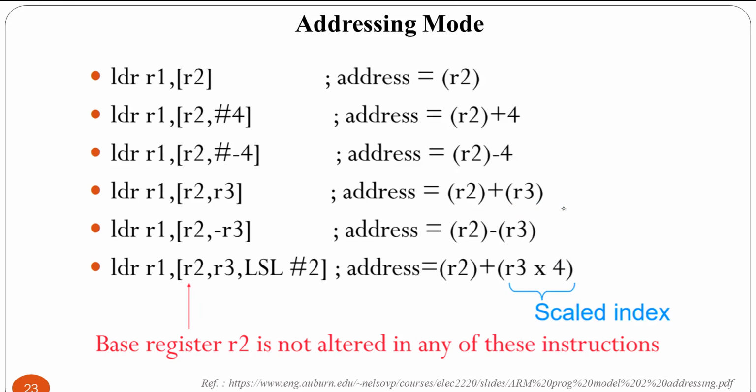Now again, a few more examples I am taking, which we have studied in the previous slide, so the same explanation I have mentioned. The address in this case is nothing but R2, in this case R2 plus 4, in this case R2 minus 4, in this case R2 plus R3, R2 minus R3, and scale is R3 multiplied by 4, which is nothing but this logical shift left plus R2, and then data corresponding to this will be loaded into R1. So these are the addresses basically, and from that address location we are copying data into the R1 register.